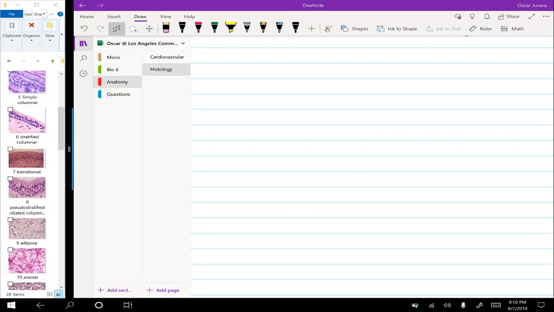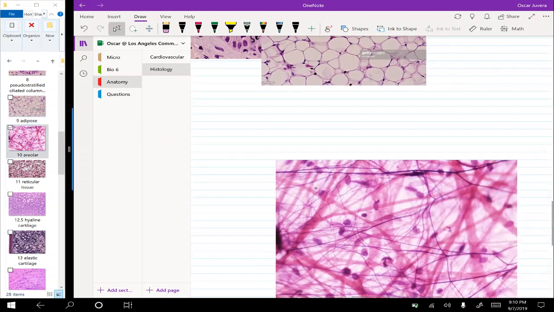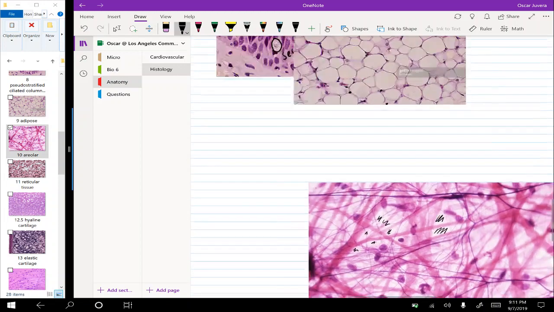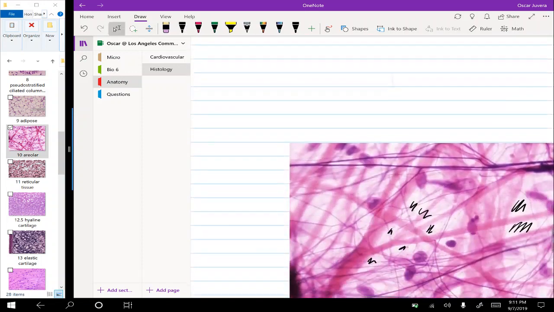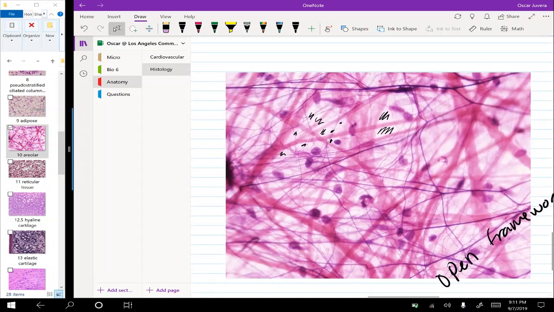So, moving on to areolar connective tissue. We usually say that it's an open framework. What that means is that you have spaces that are very, very open. You can see that that's open. And if I compare that to here, you don't see spaces that are open. But here, take a look. All open, open, open, open. So it's an open framework.